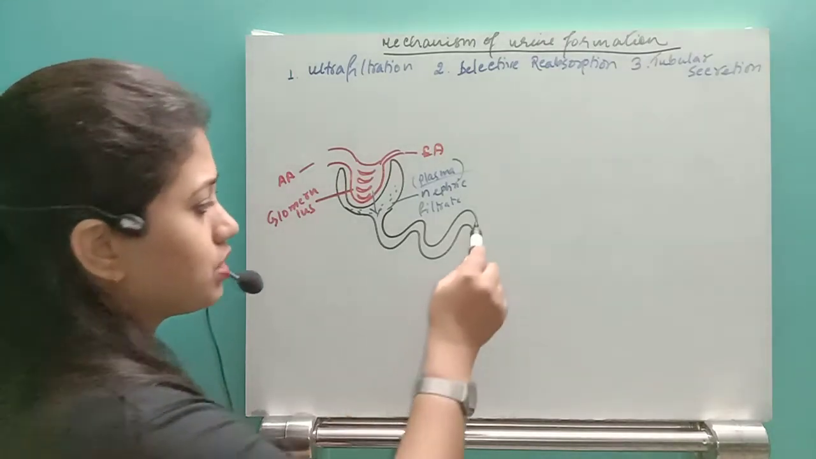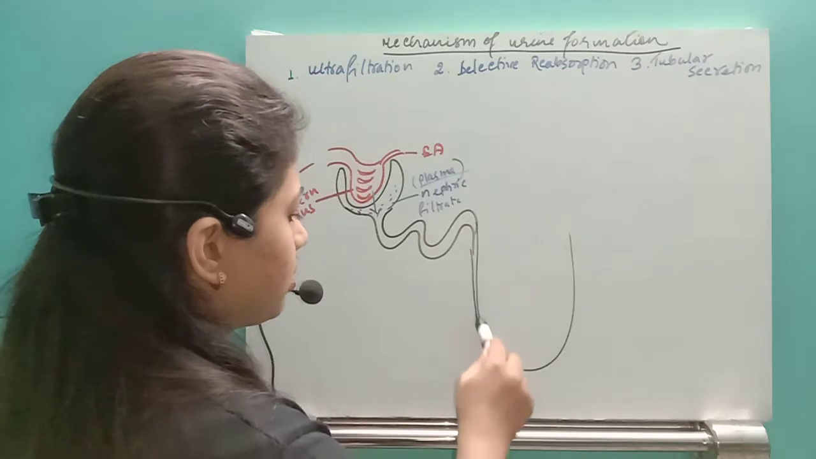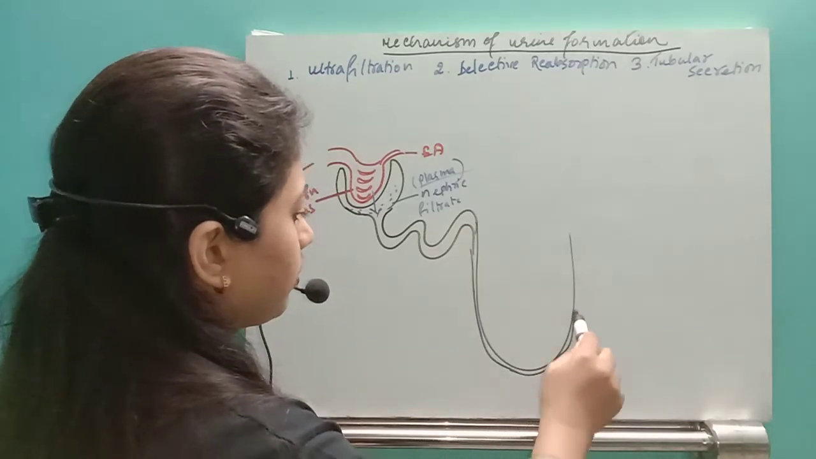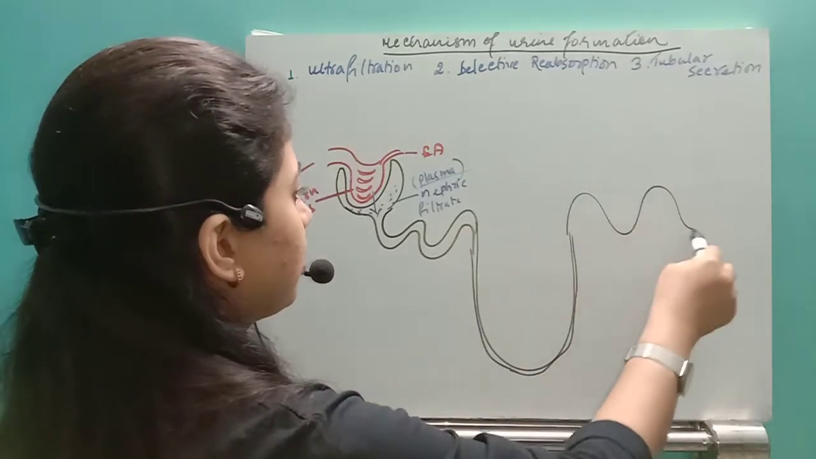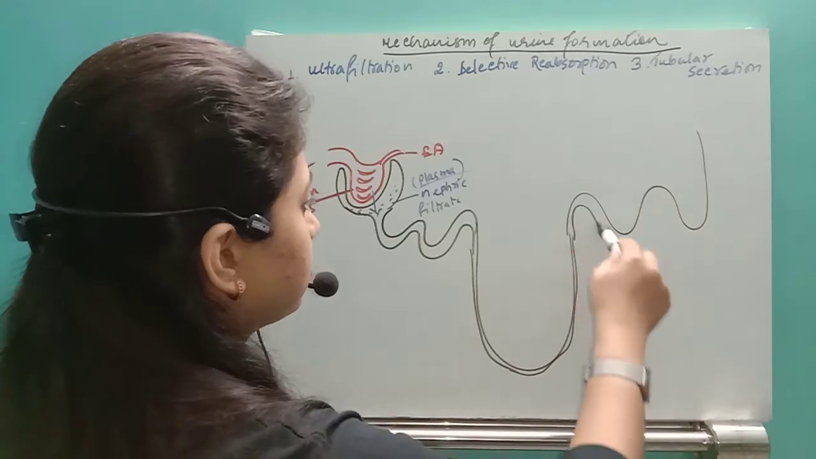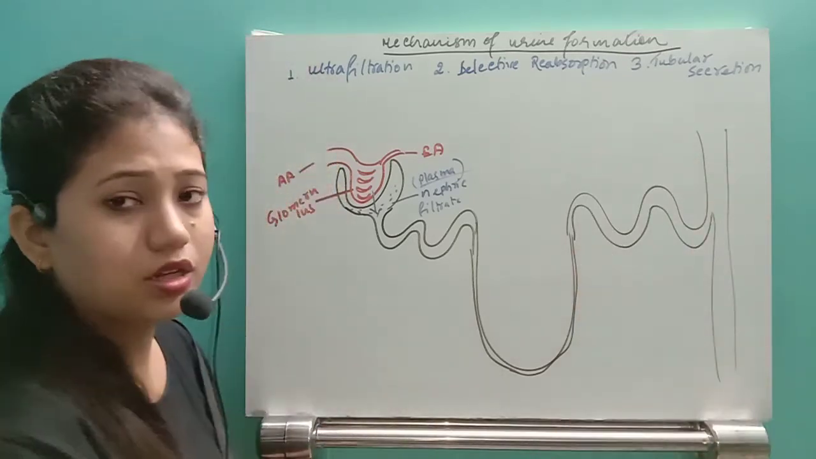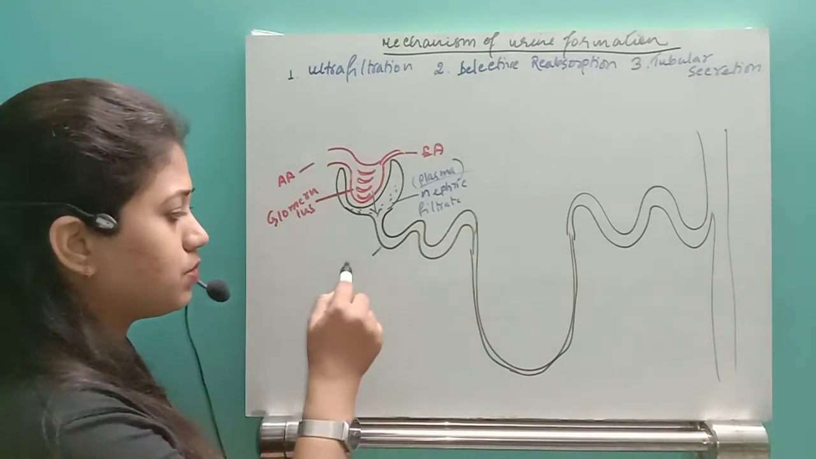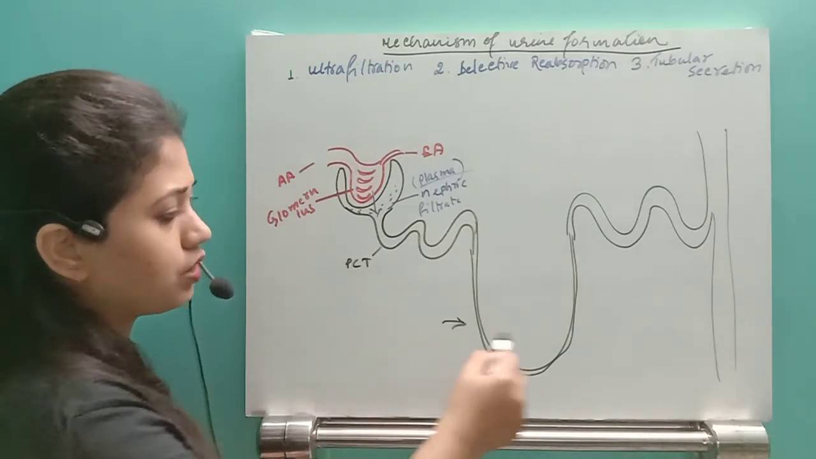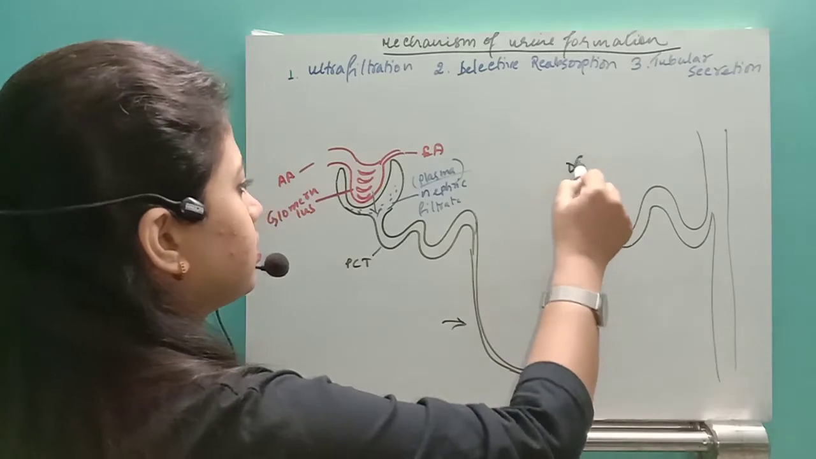So what we have seen, this is a PCT, this is the DCT, and then after that it is the DCT, and this is the collecting duct, right? So what happens here? This PCT, this is the loop of Henle, this is the loop of Henle, this is DCT.